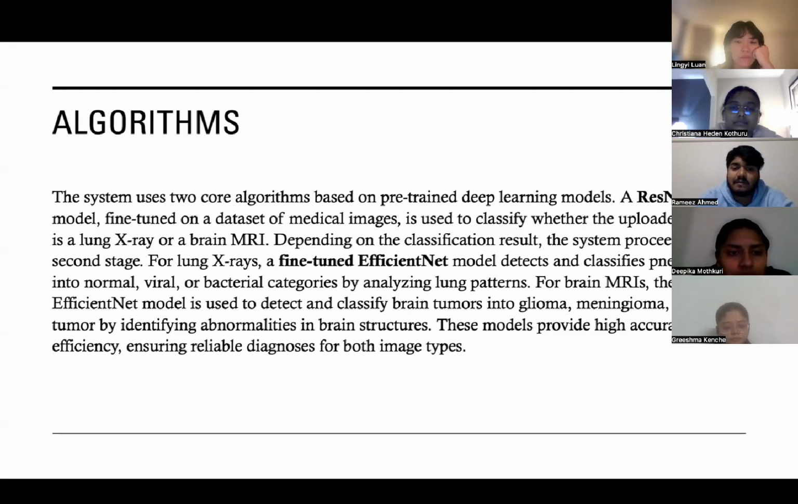For lung X-rays, a fine-tuned EfficientNet model detects and classifies pneumonia into normal, viral, or bacterial categories by analyzing lung patterns. For brain MRIs, the same EfficientNet model is used to detect and classify brain tumors into glioma and pituitary, or no tumor, by identifying abnormalities in brain structures. These models provide high accuracy and efficiency, enabling reliable diagnosis for both image types.